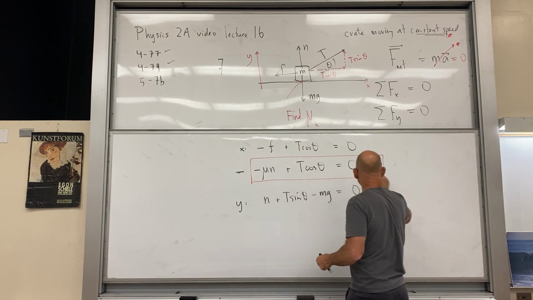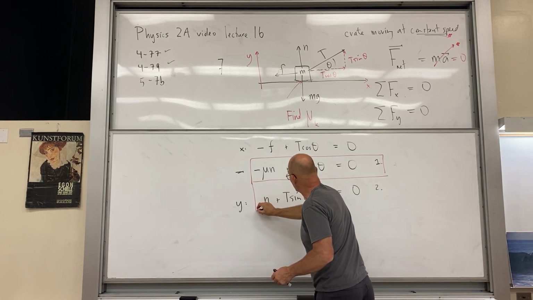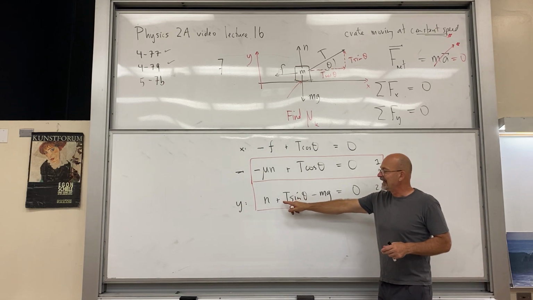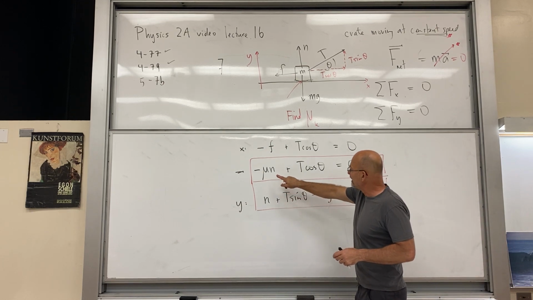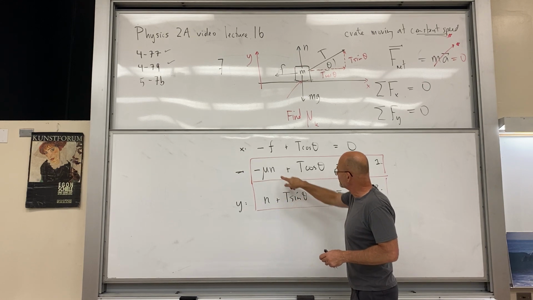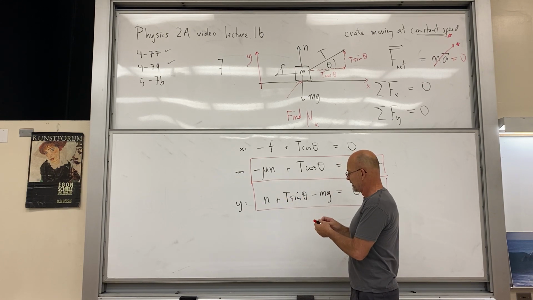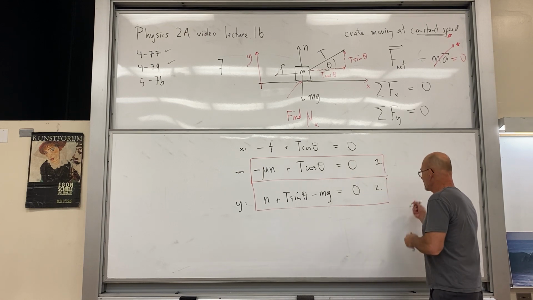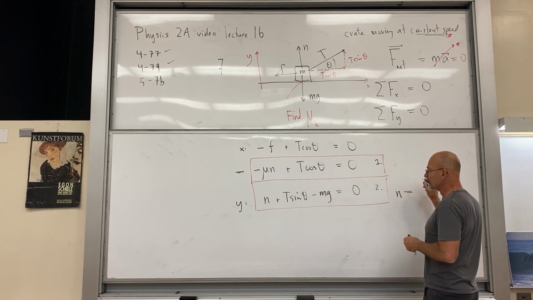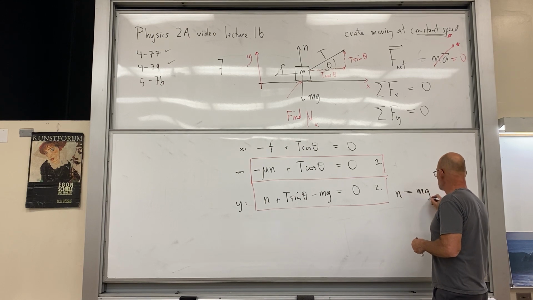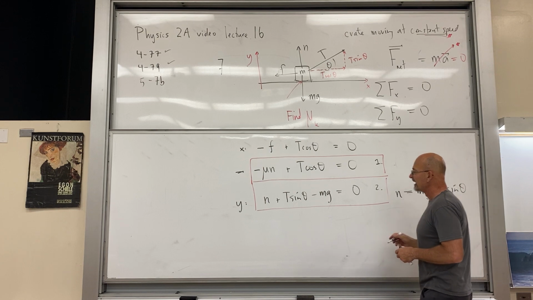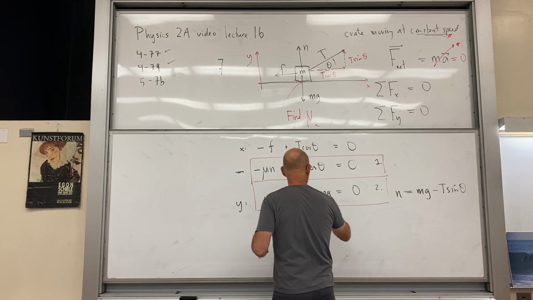And in fact, we have two equations we could solve for two unknowns. We have to get rid of N here, okay? So to find mu, we have to solve for N and plug it in up here. And I have N is equal to mg minus T sine theta. And that's what I'm going to plug in up here.